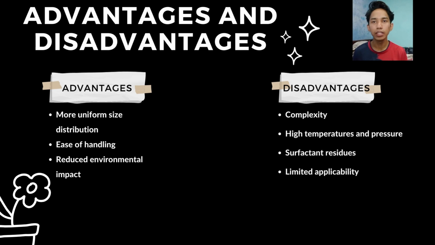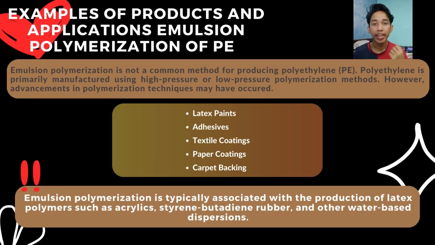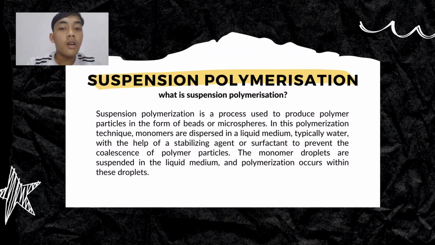These are the advantages and disadvantages of employing emulsion polymerization for PE. For advantages, it can produce good control over particle size and it also has ease of handling. For disadvantages, the production often requires high temperatures and pressure. It also has limited applicability because emulsion polymerization is more commonly associated with the production of latex polymer. In summary, emulsion polymerization is not a common method for production of PE. However, advancement in polymerization technique may have occurred. For examples, production of latex paints, adhesives, and textile coatings.